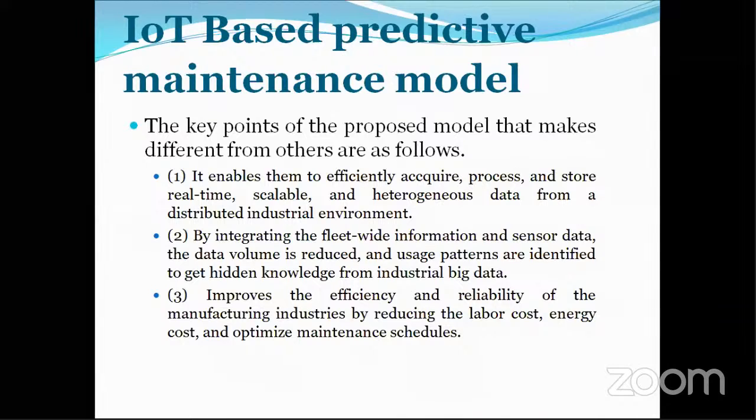So I suggest that we collect the data from a common center point, collecting from the distributed system. By integrating the fleet-wide information of the sensor data, the data volume is reduced, and we use the part as an identity to get the hidden knowledge from industrial big data. This improves the efficiency and reliability of the manufacturing industry by reducing the labor cost, energy cost, and optimizing the maintenance schedule.